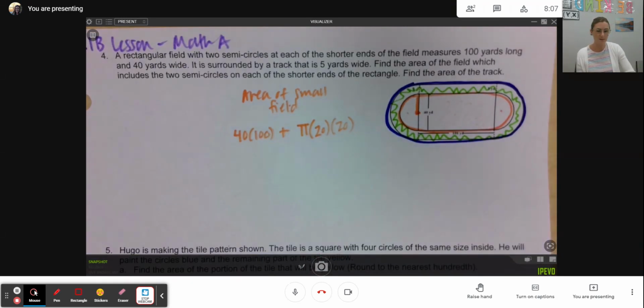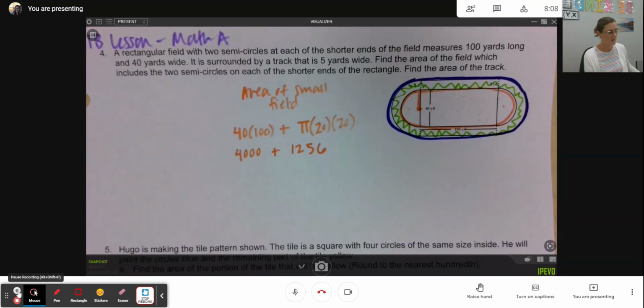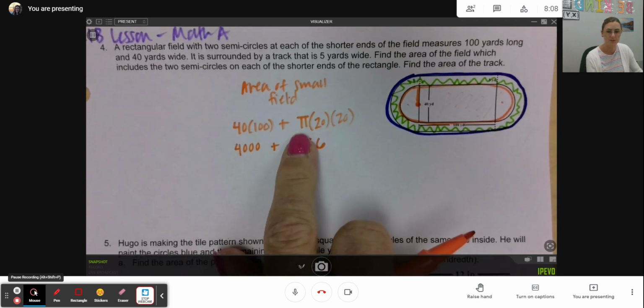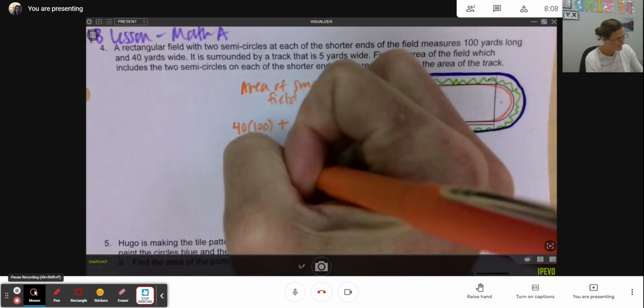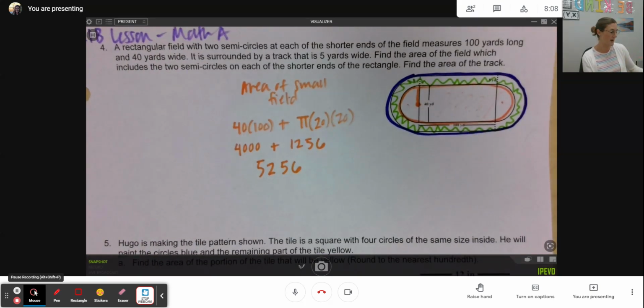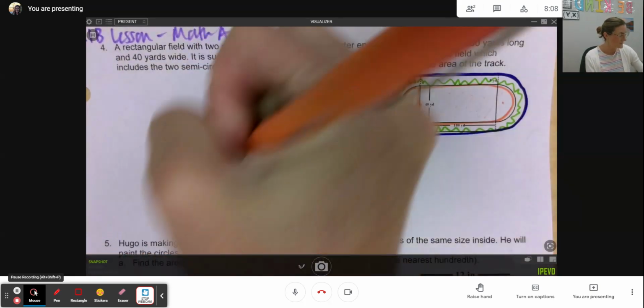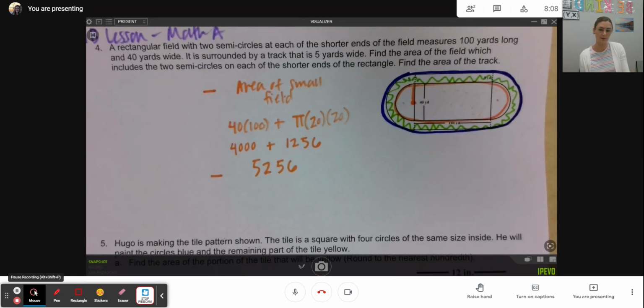So I'm going to go ahead and type that into the calculator and find the area for that. And when you do that, you get 40 times 100 is 4,000. Pi, which is just 3.14, times 20 times 20 is 1,256. And when you add those together, you're going to get 5,256 for that small field. Now, I want to subtract that from the area of the larger field. So we're going to now do the same thing, but for the area of the larger field.